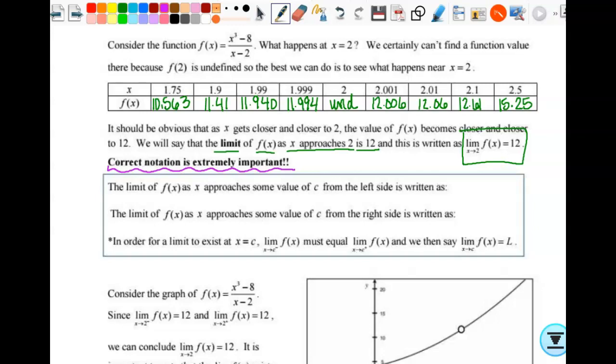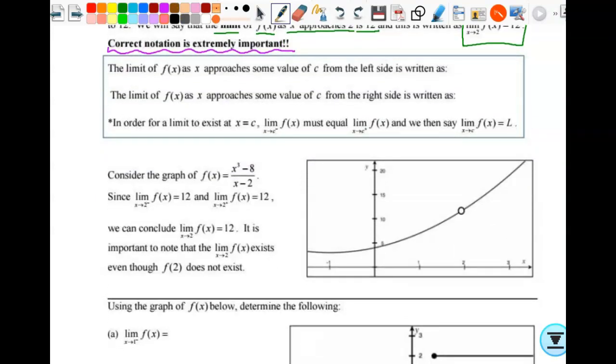So this was just the limit, and we looked at it coming from both sides, right? But remember doing one-sided limits? We could just go from the left or go from the right. So this says the limit of f of x as x approaches some value c from the left side is written as this. So I have the limit of f of x as x approaches c, and it approaches it from the left. There's a little negative sign in the exponent, and that is some limit there. So if I want to say from the left, it's c, and then there's a negative up there.